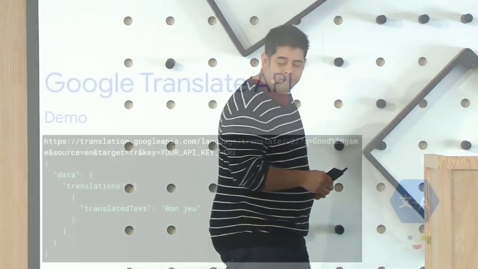Now, you may have heard of Google Translate. It's a consumer application where we can translate languages from a source language to a destination language. You may have seen it in Google Chrome, where if you go to a website that's in a language that's not your default language, Google Chrome offers to translate that for you. Well, we've exposed that as an API, and we call it the Google Translate API.